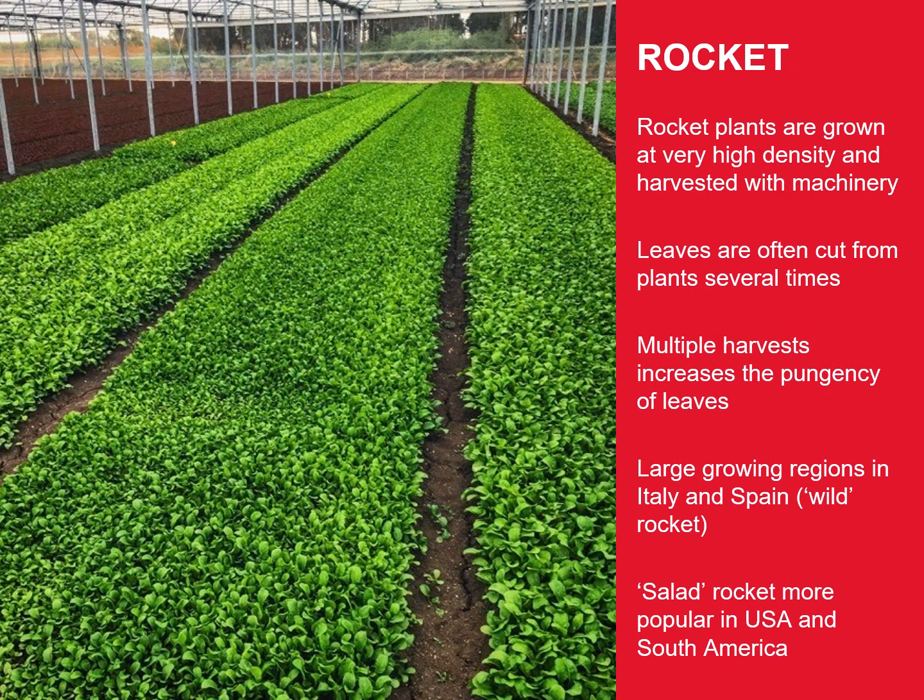So this is an image of my own of a rocket crop which I was growing near Rome in Italy. Rocket plants are typically grown commercially just like this. Seeds are sown in very high density, and they're harvested almost with a lawnmower type machine, where the leaves are cut and packed into crates.